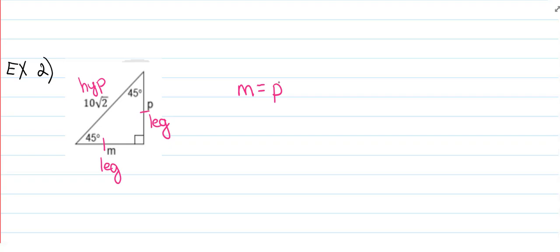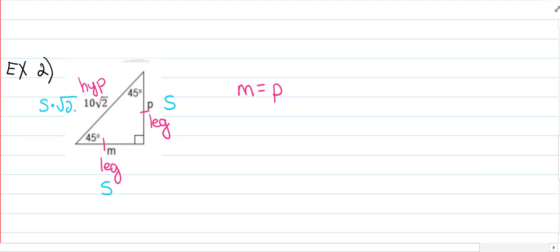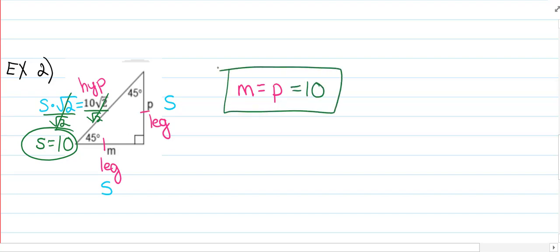And remember, our sides are S, S, and that S times the square root of 2. So again, if our hypotenuse is 10 times the square root of 2, and we solve this little equation, if I divide both sides by the square root of 2, we get S to be 10. So both M and P in this equation, both of our two legs, are the same length, and they both equal 10. That number in front of the square root.